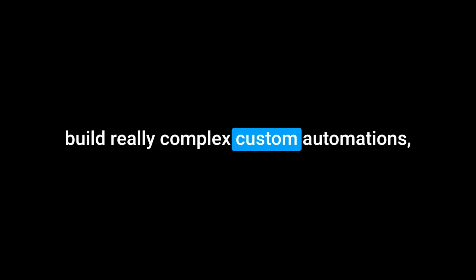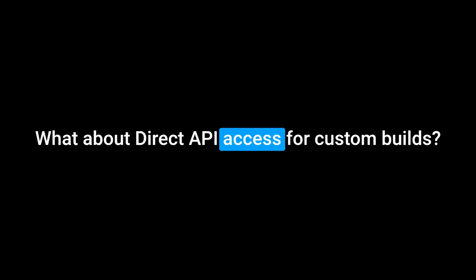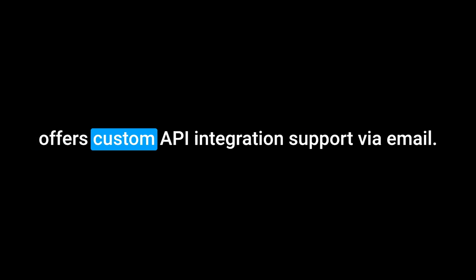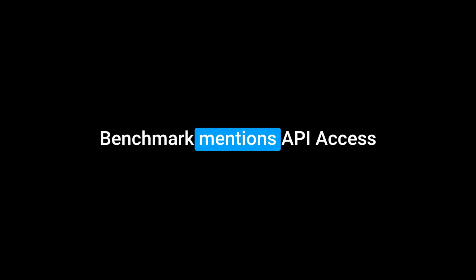The detail Aweber provides suggests a strong focus on empowering users to build really complex custom automations. More control over how data flows in and out, what triggers what. For power users or agencies needing intricate workflows, that flexibility is key. What about direct API access for custom builds? Aweber has comprehensive API docs and offers custom API integration support via email. They support various authentication methods. Seems very open. Benchmark mentions API access included with enterprise plans, and users can create their own integrations.